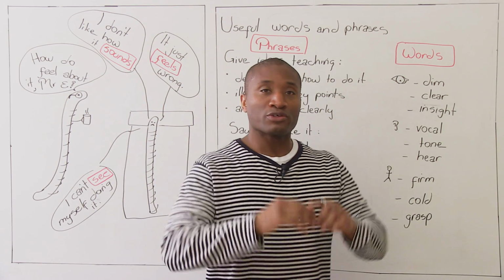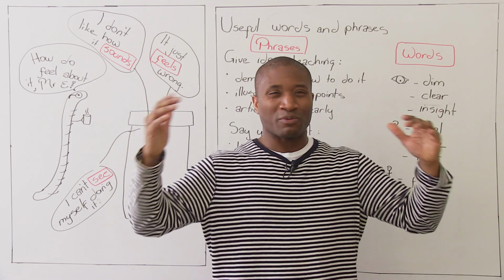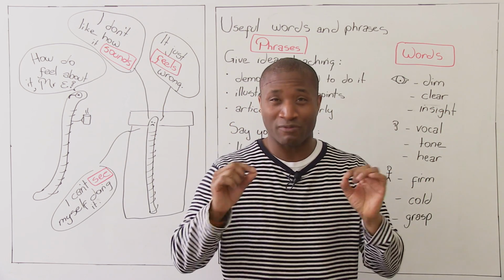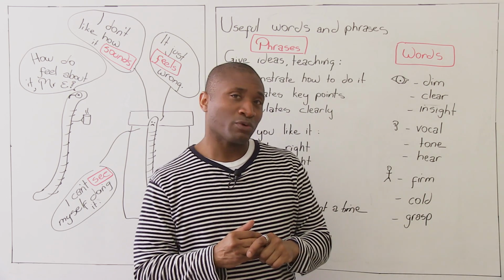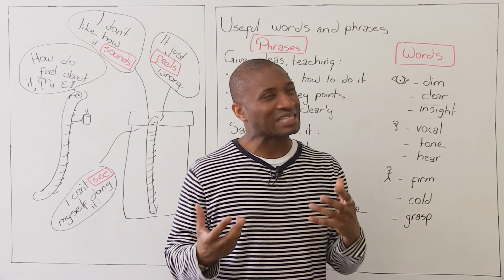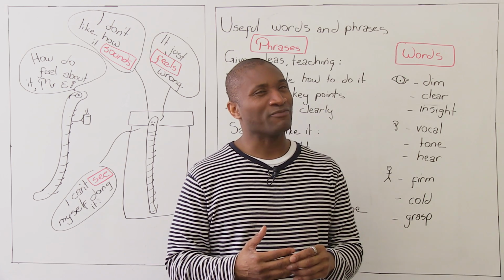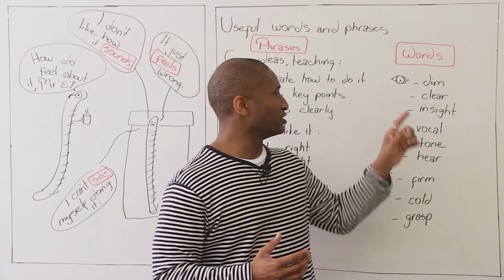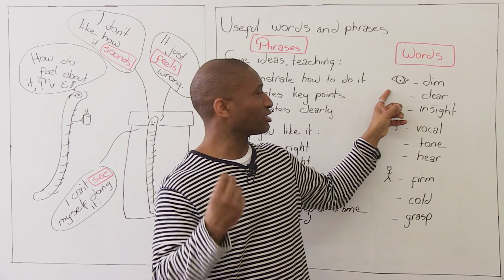Dim. When there's a lot of light, we say it's very bright. But when there's not a lot of light and you're in a dark room, you say it's dim because there's not a lot of light. When you have a dim view of something or someone, it means you don't have a good view of them. You don't really like them necessarily. I have a dim view of drugs. It means I don't like them. I don't like how they seem to me. Dim, not a lot of light, not clear.